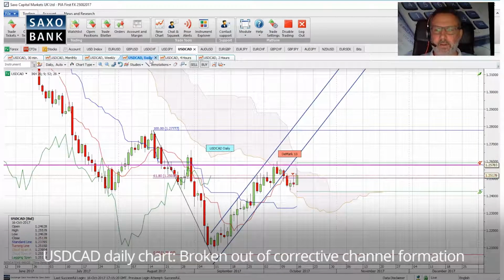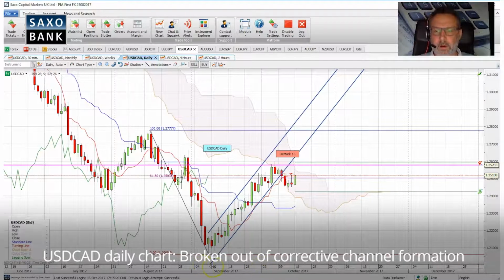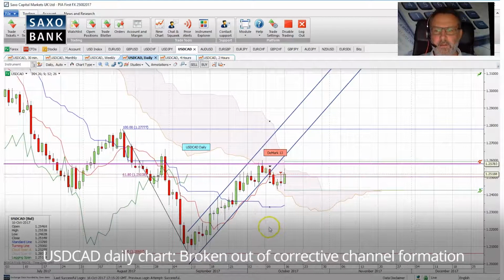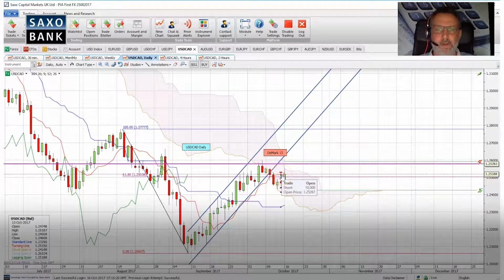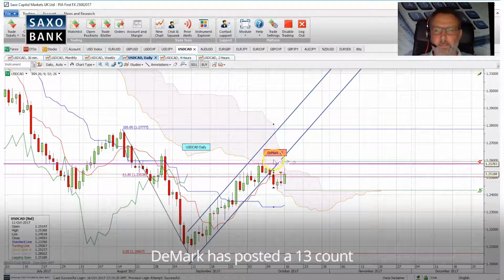If we go to the daily chart, here we can see that we've broken out of a corrective channel formation. We're holding within the Ichimoku cloud, which sometimes results in quite choppy and volatile intraday trading. DeMark has posted a 13 count on the daily chart, and that normally highlights that a top's in place.